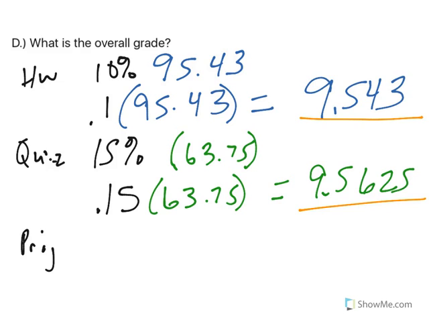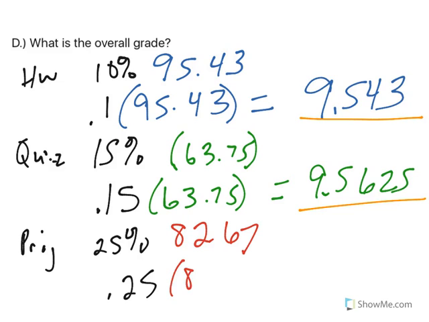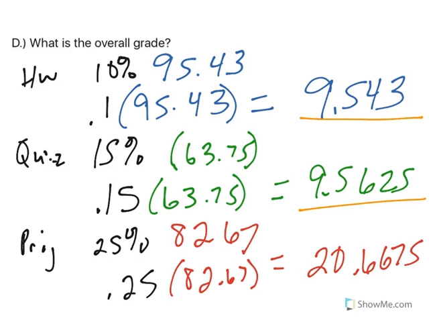Projects are 25% of our grade, and we earned an 82.67 average. So I'm going to take my 0.25, multiply by 82.67, and I'm going to earn 20.6675 points on my projects. That's a lot of points for a project. That is great. Okay, then we have the 3 exams.